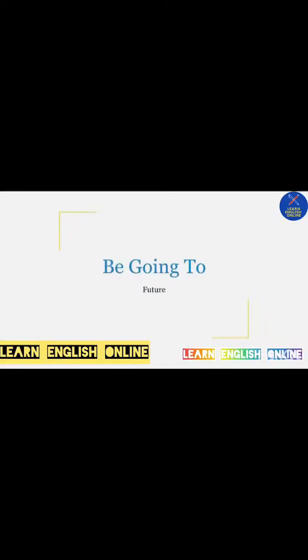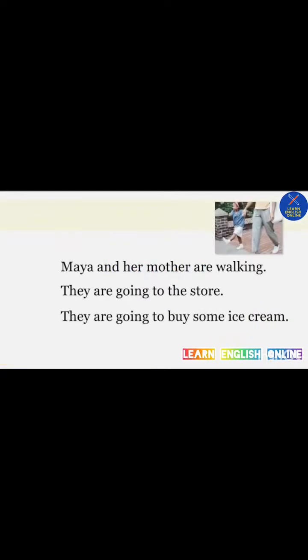Be going to, future. Maya and her mother are walking. They are going to the store. They are going to buy some ice cream. Okay, let's look at the verbs. In the first sentence, we have are walking. This is happening now.